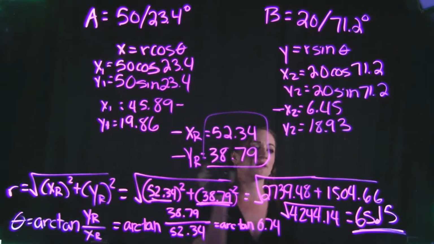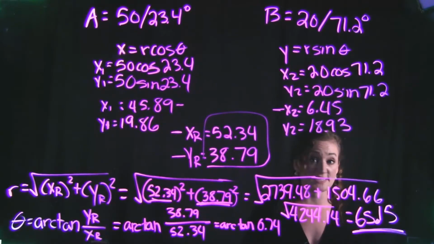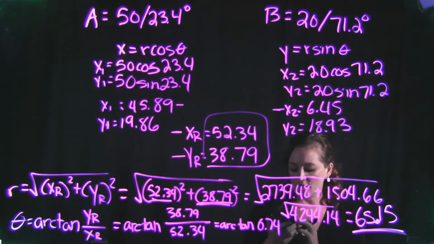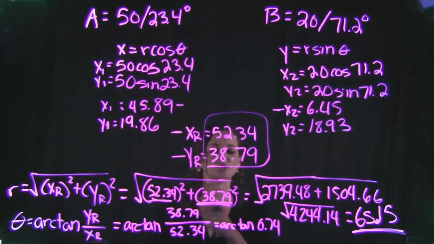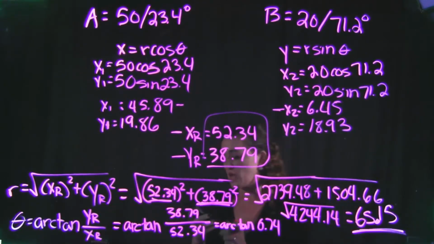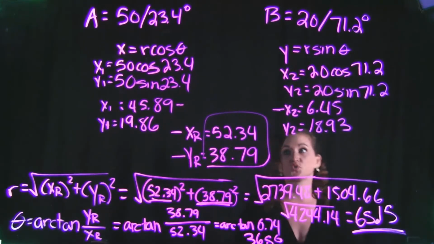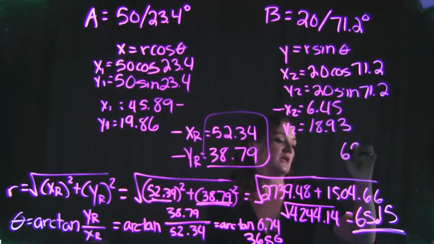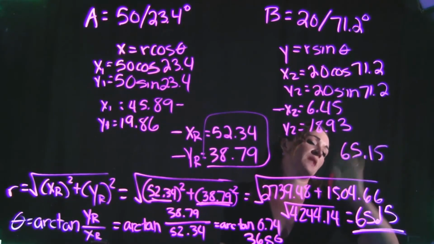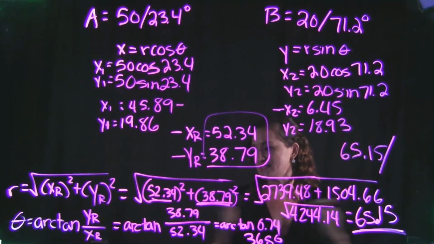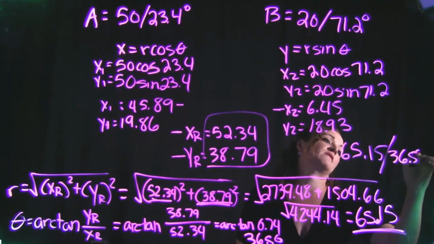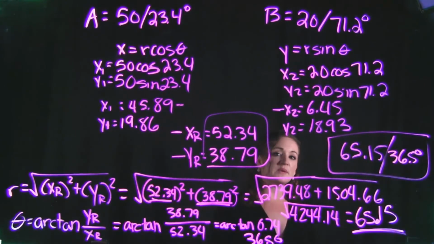And when we calculate this using our calculator, keep in mind that arc tangent is the same thing as inverse tangent. So depending on your calculators, a lot of times it's the same button as your tangent. On the particular calculator I'm using, I just have to push tangent twice and that'll give you the arc tangent function. So I'm going to find the arc tangent of 0.74, and that is going to give me 36.5 degrees. So my solution is 65.15 for its distance at a 36.5 degree angle. That would be my resultant vector. Otherwise, that is it for this video.